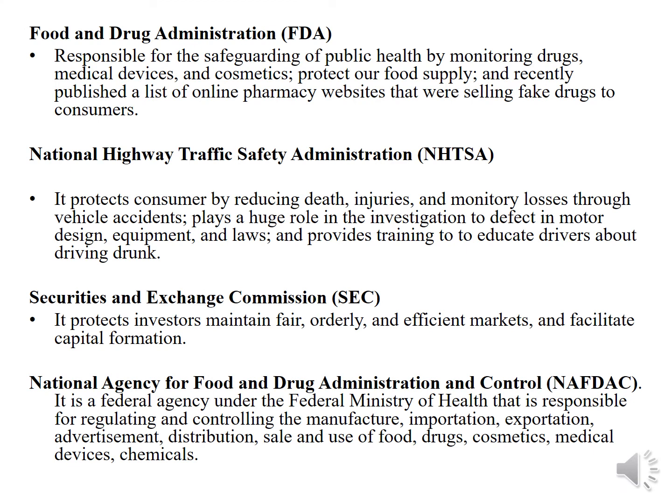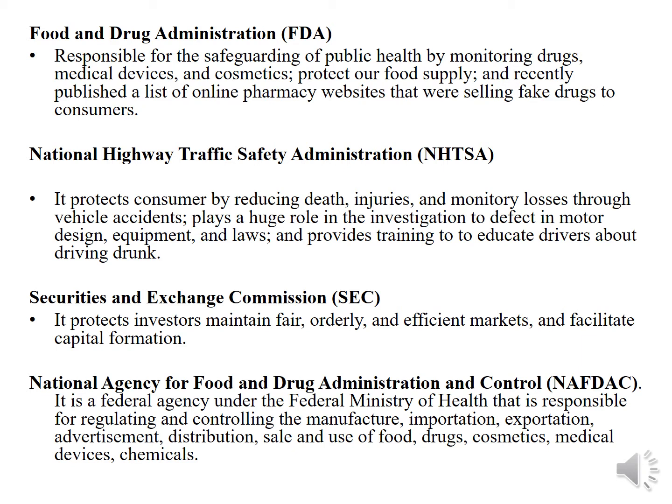Food and Drug Administration, FDA, responsible for the safeguarding of public health by monitoring drugs, medical services, and cosmetics, protects our food supply, and recently published a list of online pharmacy websites that were selling fake drugs to consumers.